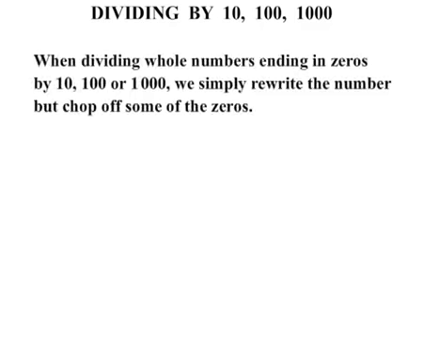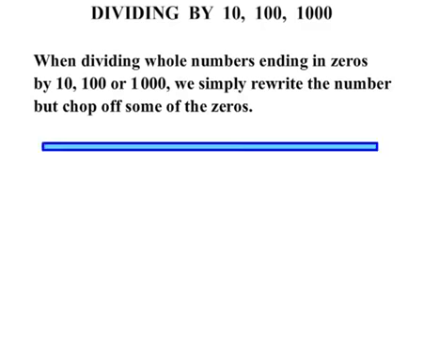Now in this lesson we look at what happens when dividing by 10, 100 or 1000. When dividing whole numbers ending in zeros by 10, 100 or 1000, we simply rewrite the number but chop off some of the zeros. Well, let's see how it works.